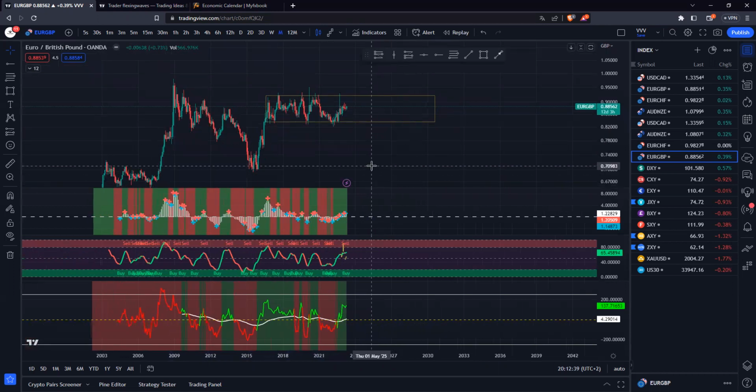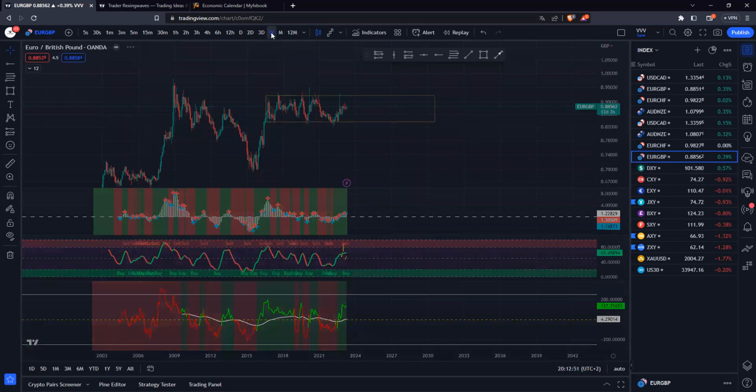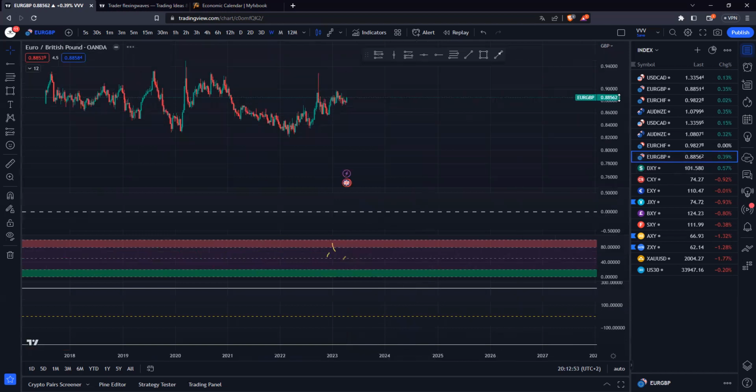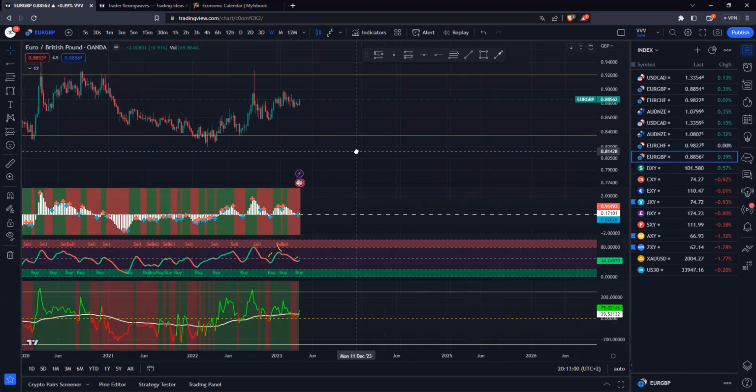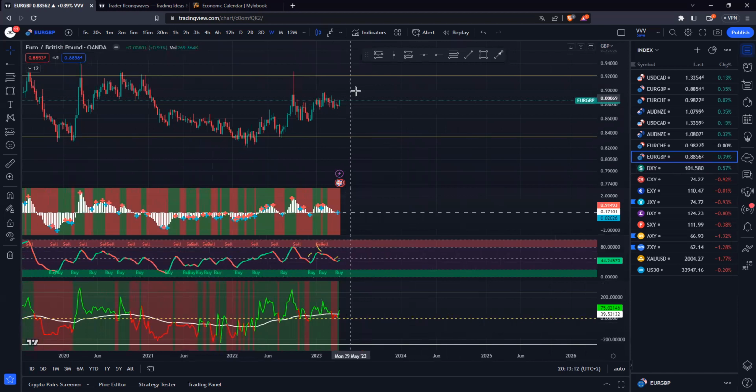And actually, I want to see this breaking down because I think we're gonna get a weaker euro. Okay. So all right, let's wait for this one.